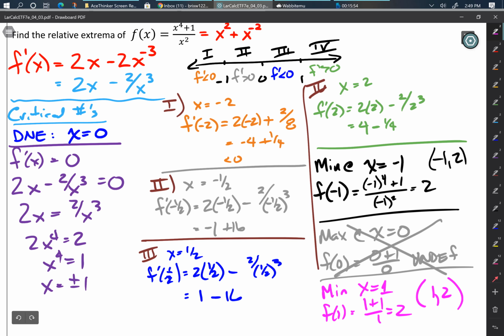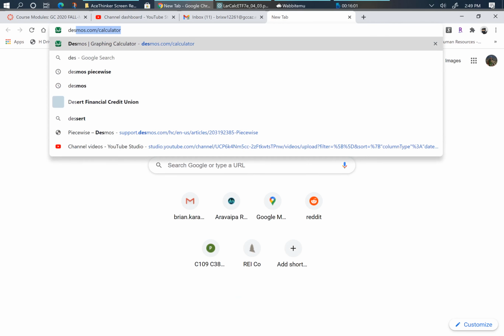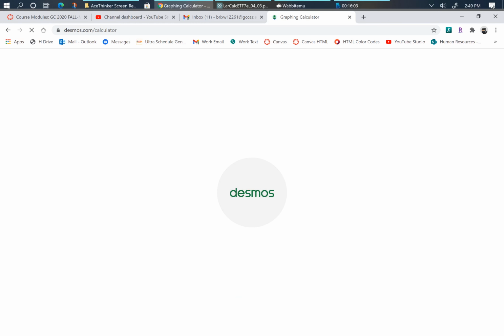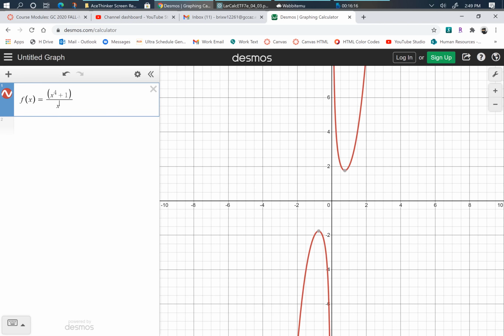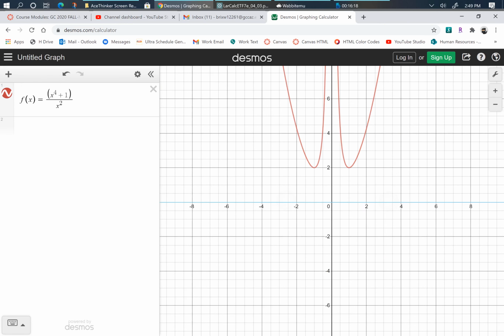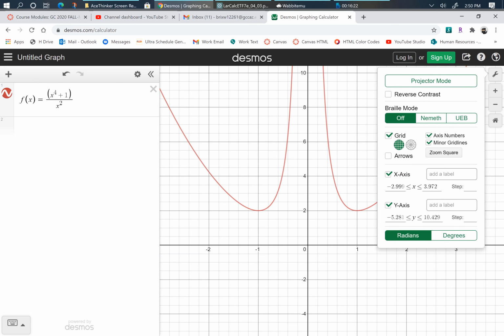Now this is a wonky one, so I'm actually going to go look at the graph of this function and see what the graph of this thing looks like. So I come over here, go to Desmos, because that's the best thing I can find to graph. My function was f of x is equal to the quantity x raised to the 4th plus 1, and then divide that by x raised to the 2nd. And here's my graph. Okay, let me put that in projector mode.